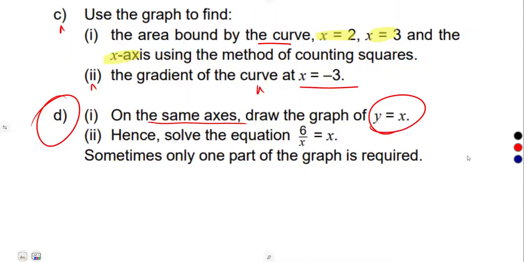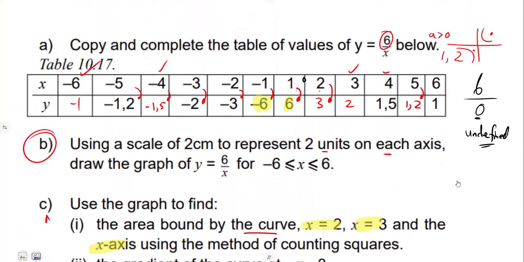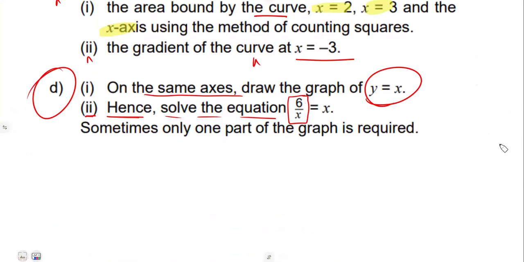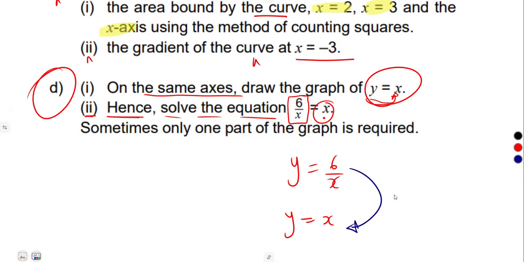Okay? So from there, you are now given, hence, it's a continuation, this one: hence, solve the equation 6 over x is equal to x. So 6 over x is our hyperbola, the one that we drew before. What about this one that is equal to x? It is the straight line that we drew, y is equal to x. So they are simply telling us that these two graphs are equal. y is equal to 6 over x and y is equal to x. They are equal. So where do we find our solutions?